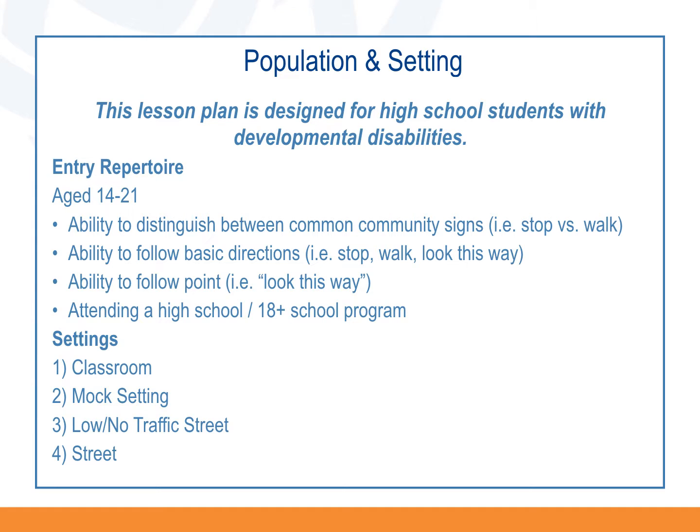There are some required entry repertoire skills. They do need to be able to distinguish between some common community signs. So they need to have shown the ability to identify the women's restroom versus the men's, or a McDonald's sign versus a Taco Bell sign. Those functional receptive ID skills are a component they need in order to successfully know when it's safe to cross the street.